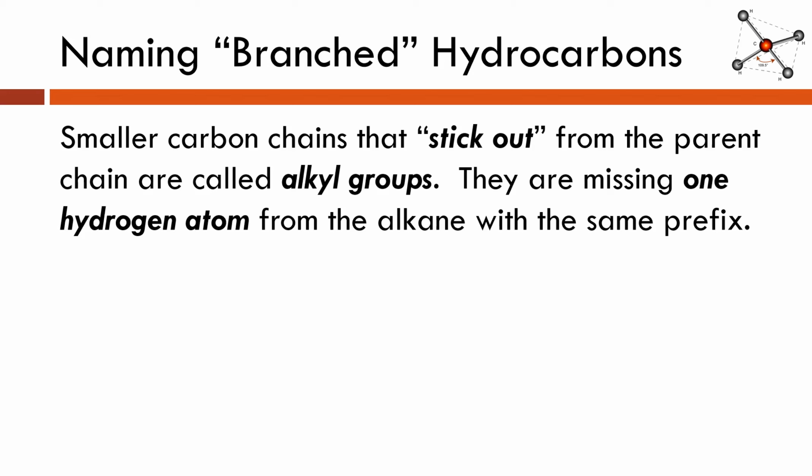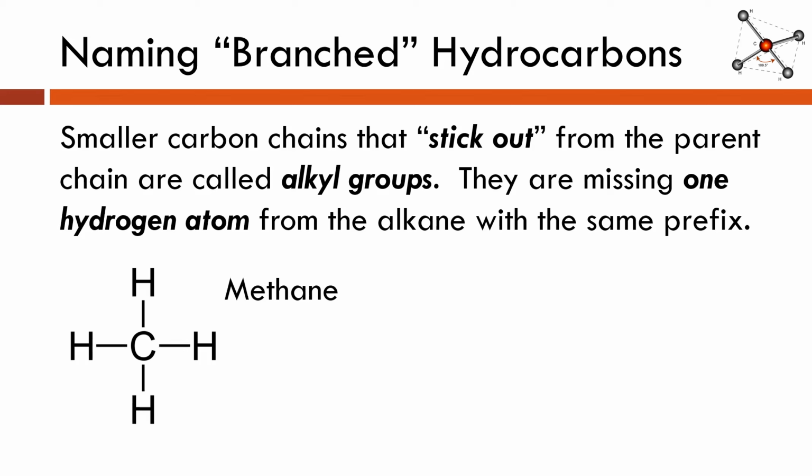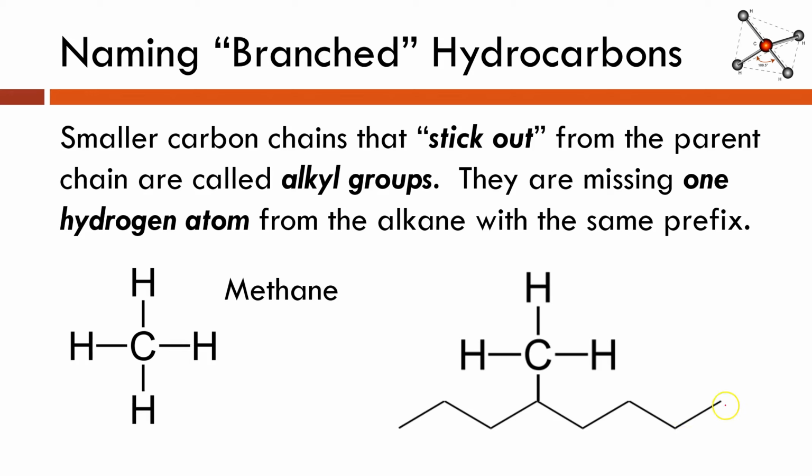When we say a branched hydrocarbon, we're just talking about smaller carbon chains that stick out from our longest continuous chain of carbon atoms. We call these alkyl groups, and this is the third time this has come up in this lesson. Remember, alkyl groups are missing one hydrogen atom from the alkane with the same prefix. So we used this example before, CH4, hopefully you know that as methane. Here's my long carbon chain, and here's a CH3 group sticking off of it. I'm going to call this methyl. Again, you can think about that -yl meaning missing a hydrogen. It's just going to be stuck onto another molecule because carbon always has to have four bonds.